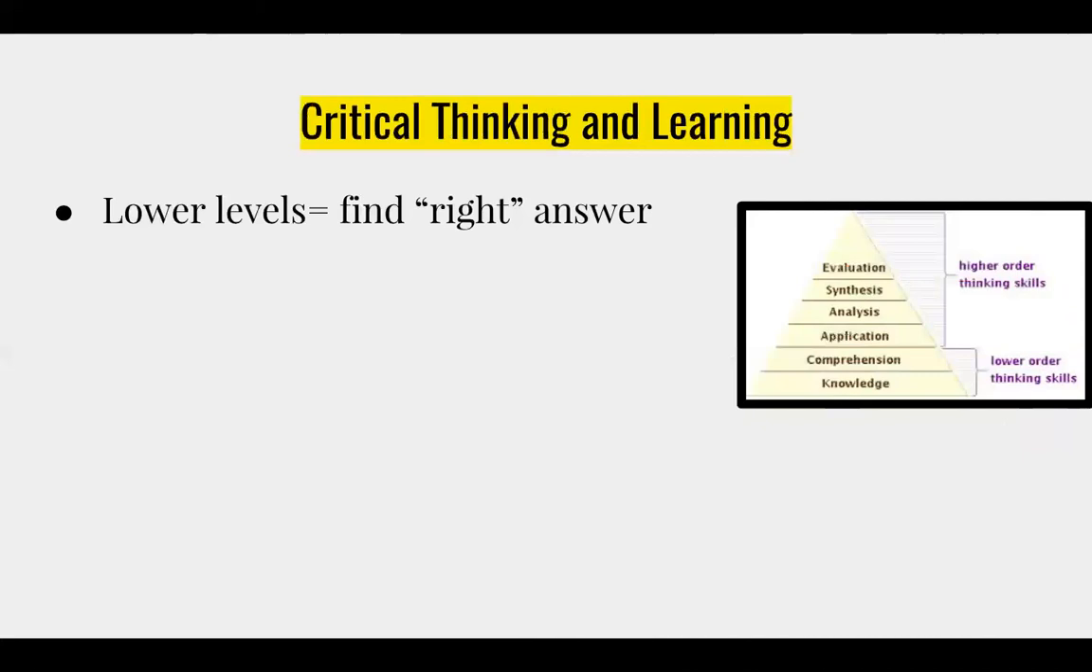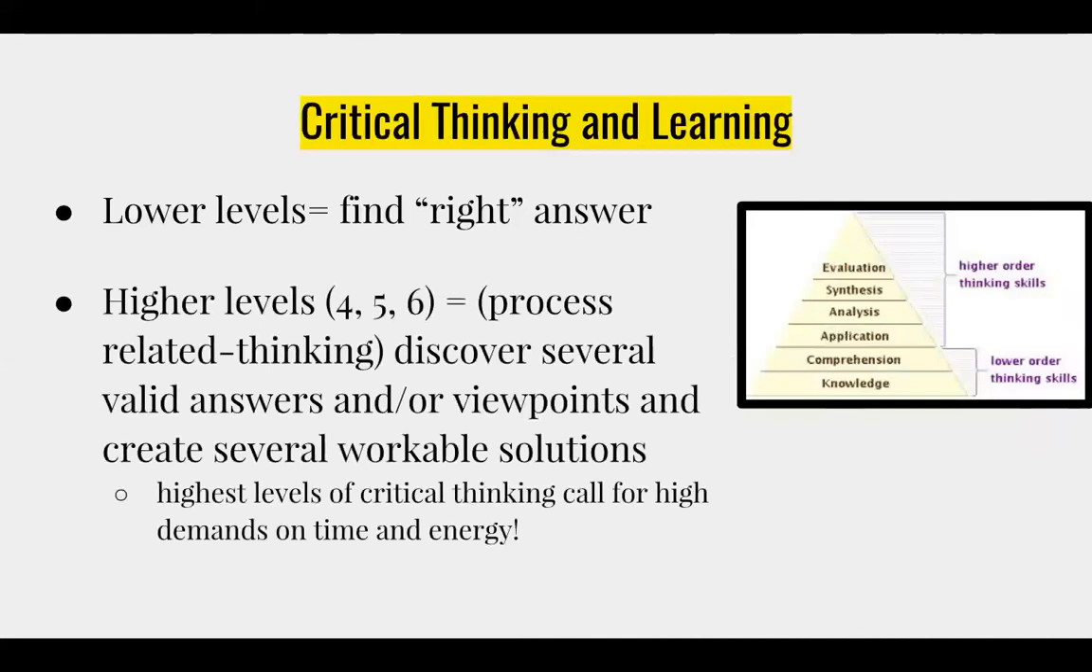There's a right answer. However, levels 4, 5, and 6 are process-related thinking, meaning there's not necessarily one answer or correct viewpoint or way of doing something. There are several ways to apply something you've learned. There are several ways of analyzing new material, or different ways to create something, okay? So the highest levels of critical thinking are really asking us to use more time and energy when we're studying and when we're learning.